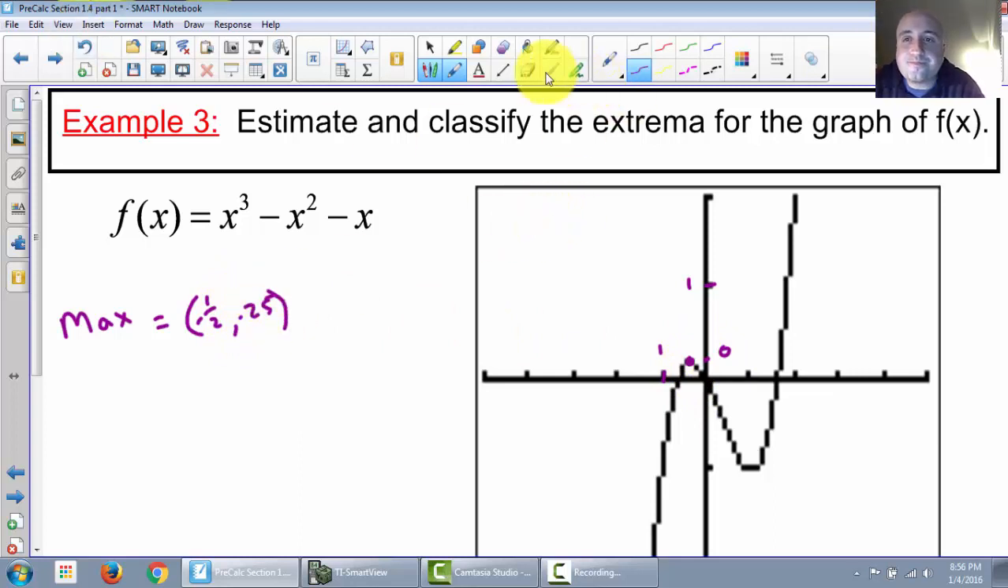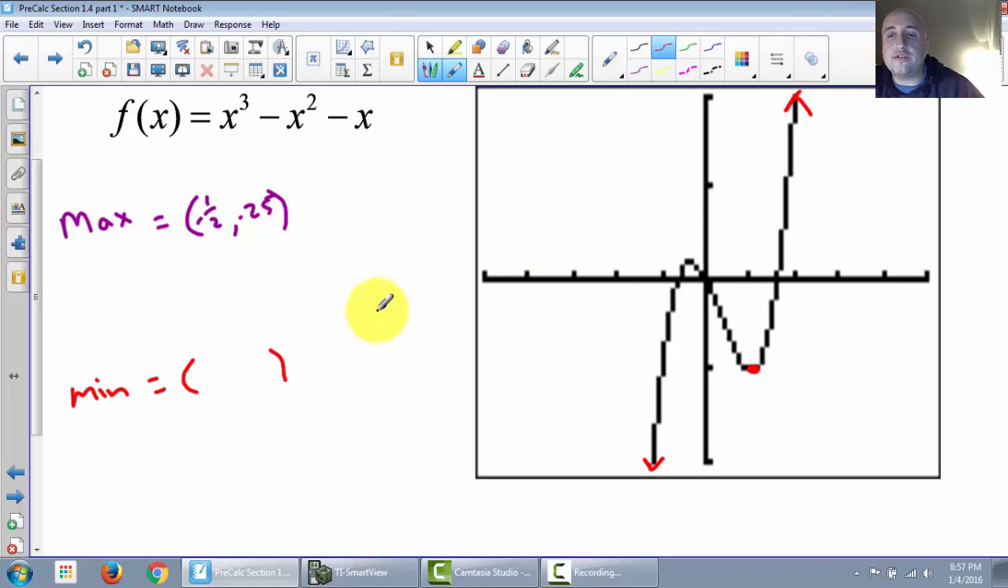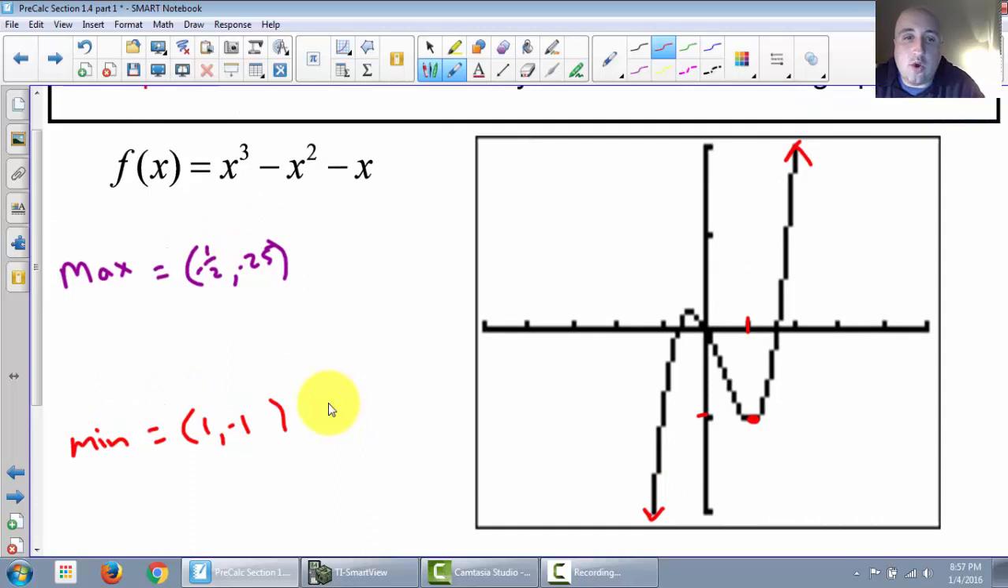All right. And now let's estimate the minimum. Okay, let's find the minimum and estimate that. So I'm going to say minimum equals, and the minimum is down here to the right. All right. And notice that this goes off forever up and this goes off forever down. So let's figure out what this minimum is here. So it looks to be 1 to the right. And how many down? It looks to be just 1 tick mark down. So it's (1, -1).